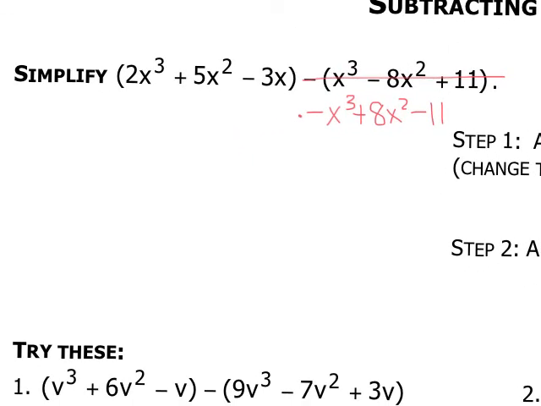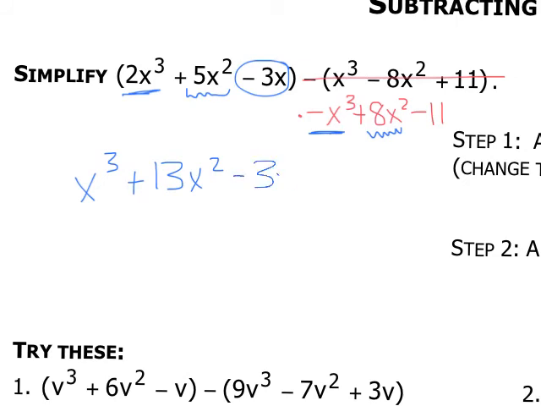So now I have, let's see, 2x to the third and negative x to the third. So 2 minus 1 would leave me with 1x to the third left. I have 5x squared and 8x squared would make plus 13x squared. And then I have minus 3x. Be careful though, because this has an x, this doesn't. So don't just go ahead and combine them thinking, oh yeah, those are like terms. So minus 3x comes down. And then I have a minus 11 as well. So minus 11. So there is my final answer.